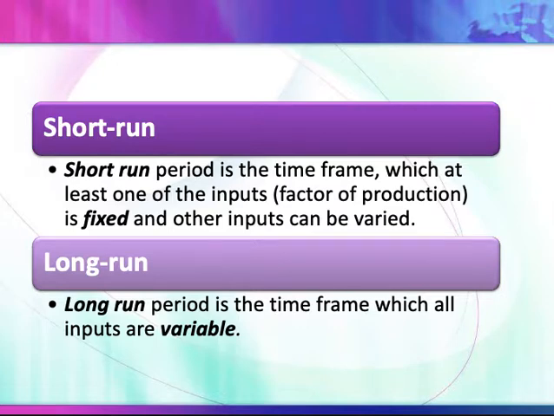For the long run, when you have no fixed input, all the inputs are variable. From one shop becomes two shops, for example. From one length becomes two lengths. So if all the inputs are variable, it is considered as long run. Okay, do you understand? Must remember whether it is short run or long run.